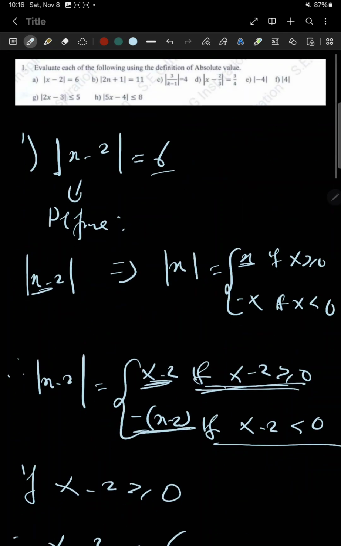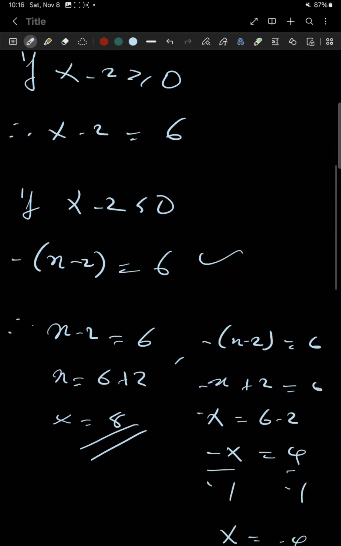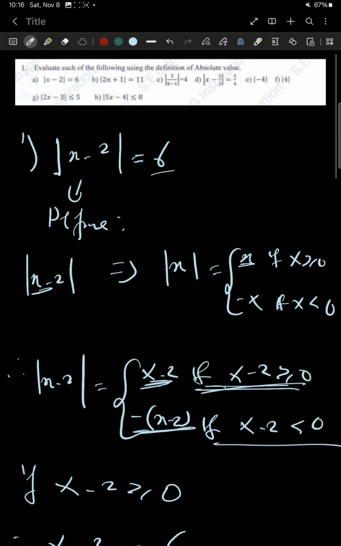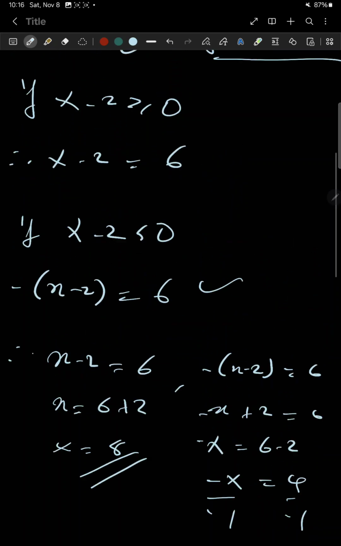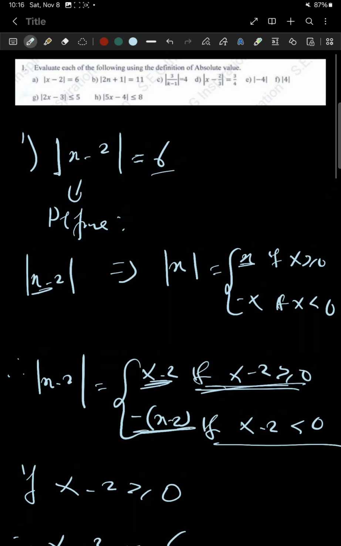Okay, if you replace them there, they'll give you the same answer. They'll give you 6. 8 minus 2 is 6. Negative 4 minus 2 is negative, but since it's inside the modulus, it will be positive. Let's try the other question.